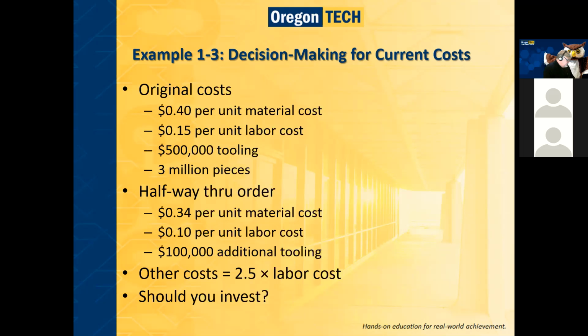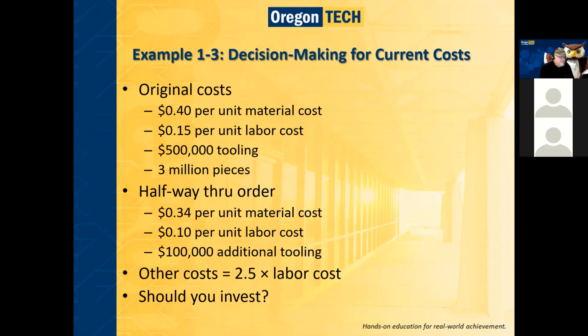Halfway through the order, the manager learns a new method is coming up. Oh my goodness. And he's going to get new cost materials. Should you, and he's basically saying halfway through the order, you can switch to a new method, which has a different cost structure. Should you do it?